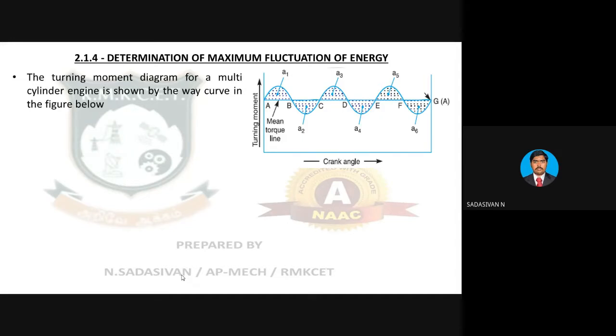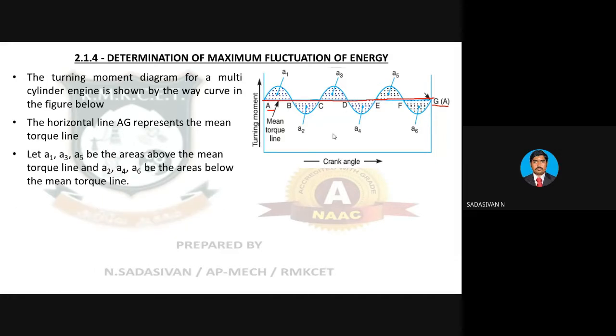Let us take one turning moment diagram. Such a diagram will be given to you. How do I find this maximum fluctuation of energy? The horizontal line AG represents the mean torque line. The blue horizontal line you see here from point A to point G is the mean torque line. So there is a fluctuation of energy above and below, a continuous supply fluctuation due to whatever the reason. Let A1, A3, A5 be the areas above.